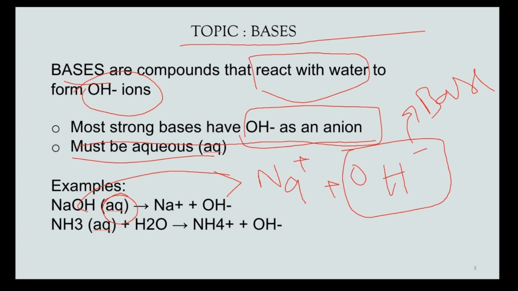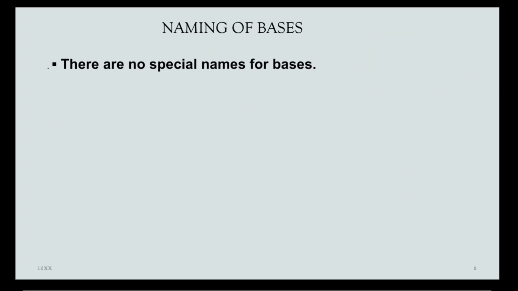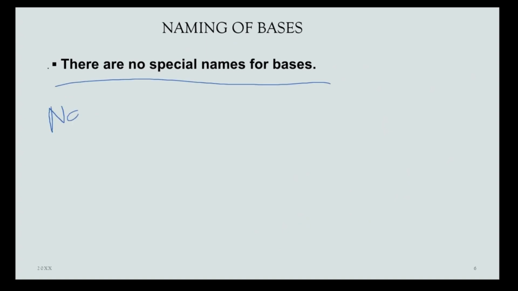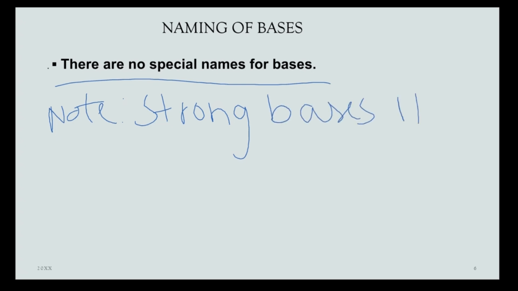However, NH3 or ammonia is considered to be a very weak base because it does not directly give away OH- ions. Let's see how to name bases. Note that there are no special names for bases. There are no special ways to identify bases. However, if a base has OH- in its formula, that means it's a strong base. But even if a base does not have OH- as its anion, it can still be a base.